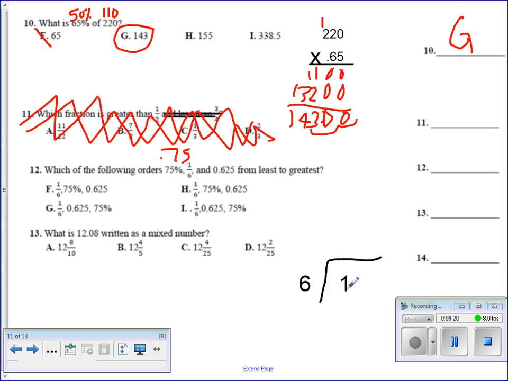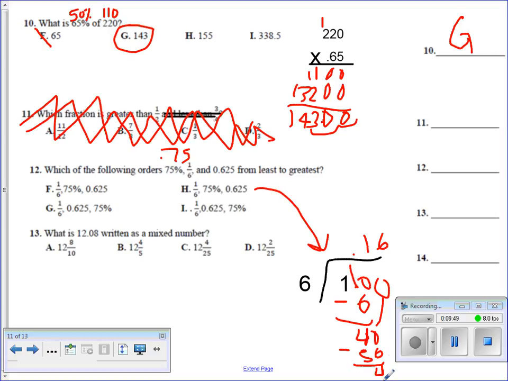1/6 as a decimal, we need to divide. 1 divided by 6. Okay, so go over here. 6 does not go into 1. So we need to add a 0. 6 goes into 10 once. When I subtract, I have a remainder of 4. Drop another 0. 6 goes into 40 6 times. 6 times 6 is 36. When I subtract, I have a remainder of 4, which is the same remainder that I had earlier. So my answer is 0.16 repeating.